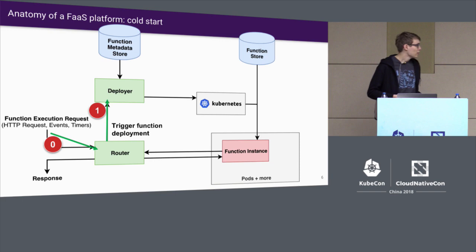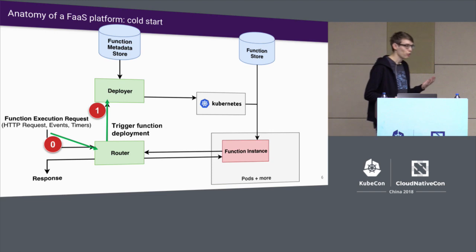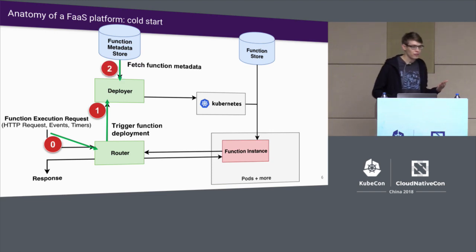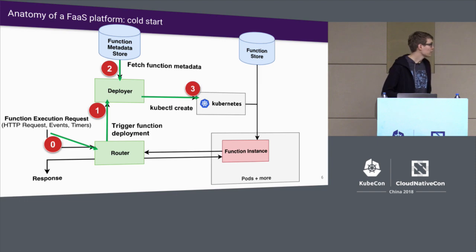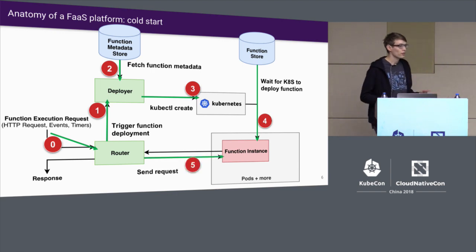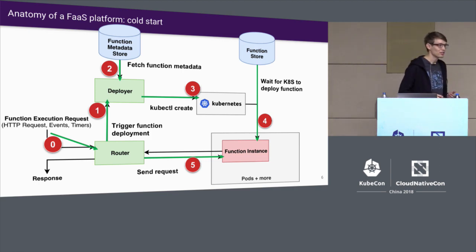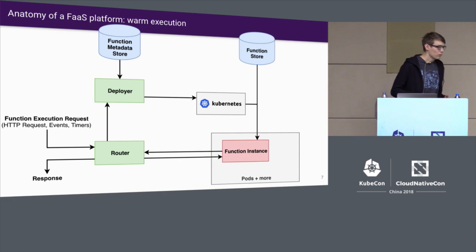a request comes into the router, which checks and has no function instance available, so it will query the deployer to actually deploy a function. The deployer will fetch the data from the function metadata store to decide how to actually deploy this function. This decision is then handed off to Kubernetes, and Kubernetes does the actual deployment of the function instance. And only after all that can you actually forward the request from the router to the function instance. The function instance can execute the request and respond, and the router can forward the response back to whoever is waiting for it. And now contrast this with the best case.